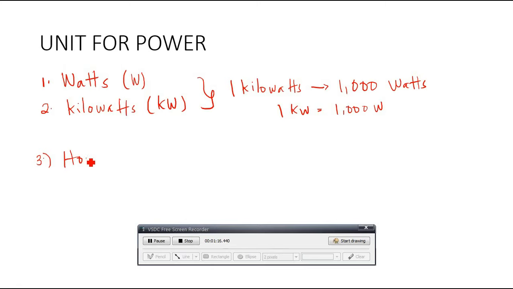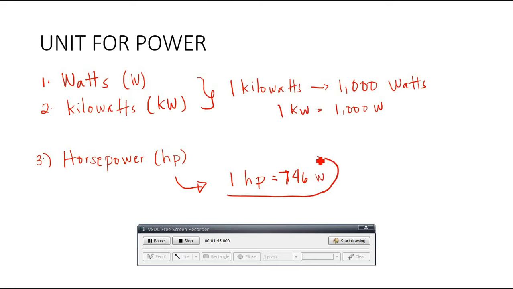But aside from them, there are also instances wherein you will encounter this unit. It's called horsepower. It's represented by small letters hp. To convert horsepower to watts, you can use this conversion table. In 1 horsepower, that is equal to 746 watts. So you have to take note of this also because we'll be needing this in some of our problems.